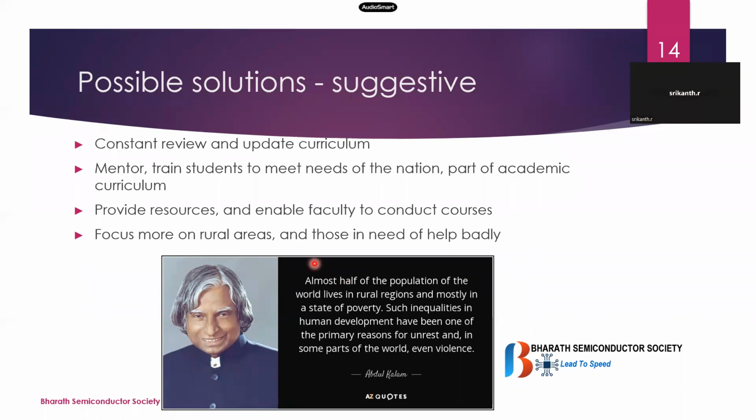You want to focus more on rural areas and on those in need of help badly, right? So what I announce, please listen carefully. I'll make an announcement. I'll post on LinkedIn after this meeting, right? I'm going to mentor 10 students from rural areas, preferably those who need help badly. They want to aspire, they want to come up in their life. They may not know how to speak or understand English. I can talk in local languages.